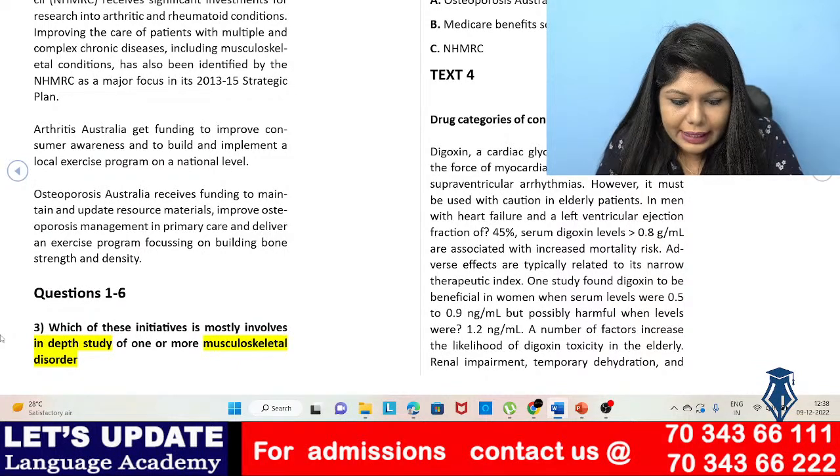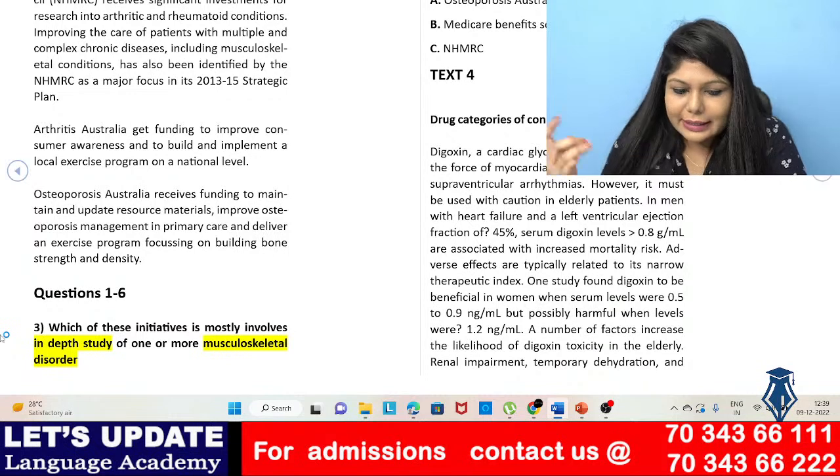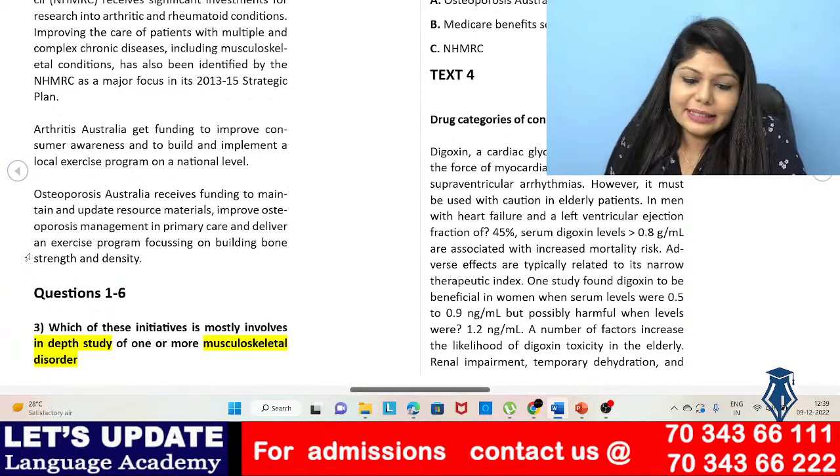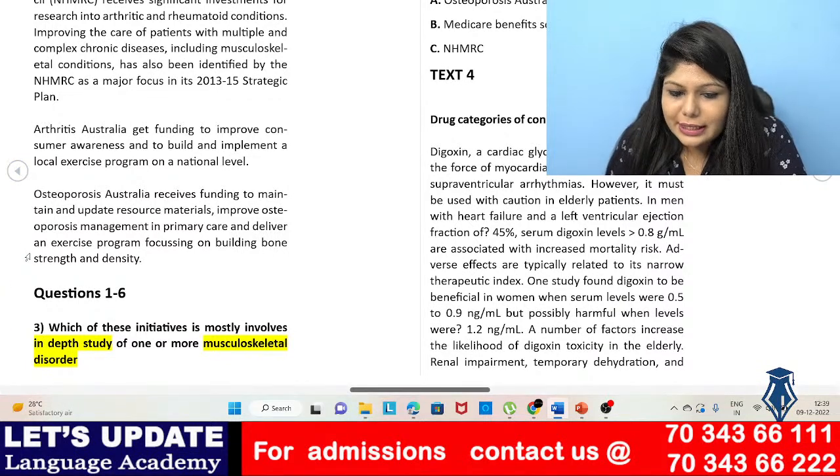Yes, and Naveen has commented C. Asha Sam has commented C. Libya Babu has commented C. Okay, a lot of you have commented C. Atulya has commented C. Yes, indeed, the answer is option C, NHMRC.